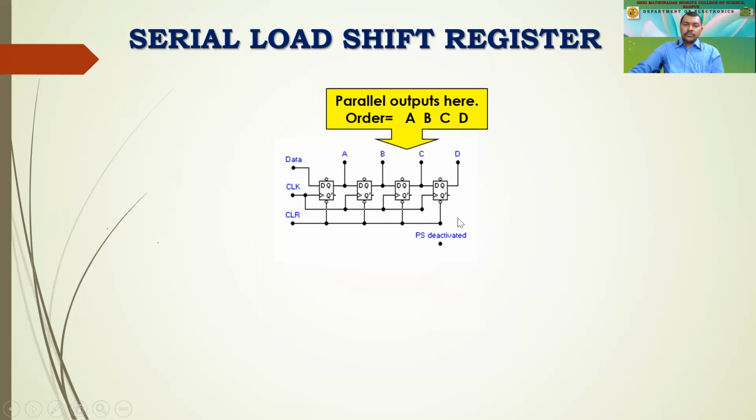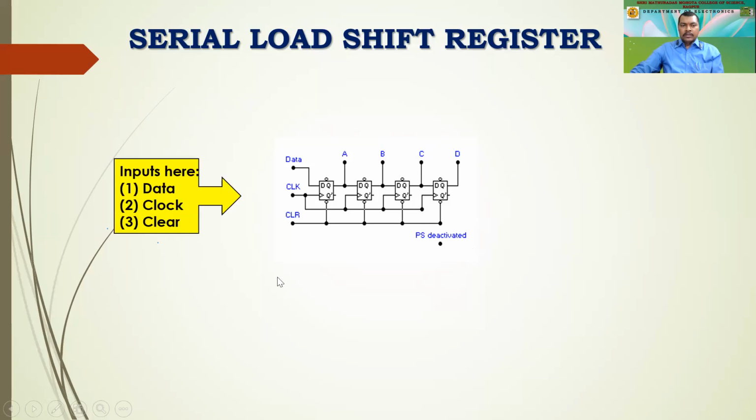Similarly, these are the parallel data, in the nomenclature like A, B, C, and D. These four are the outputs, so we have the parallel outputs over here, right? We can take the parallel outputs across that. Then on the left hand side, we have the inputs. The first line is data, then the second one is the clock, and the fourth one is clear.